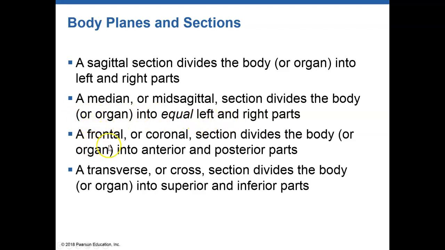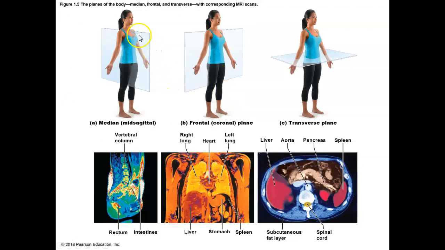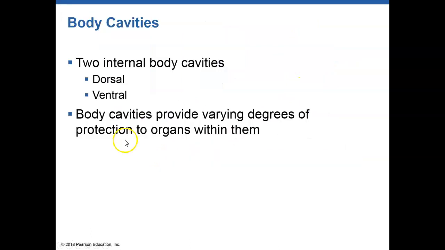A frontal or coronal plane is one that divides the body into an anterior and a posterior part. And then a transverse or cross section divides the body into a superior and inferior part. So here is a sagittal, or this one is actually a mid-sagittal or median plane. Here is a coronal or frontal section that divides it into an anterior and posterior. And here is a transverse section or cross section, producing the superior and inferior parts of the body.